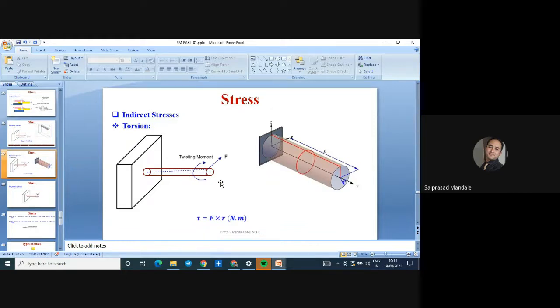Then torsion. Torsion is due to the couple or twisting moment. So tau, or twisting stress, is equal to F into R. Force into radius of the shaft is a torsional stress.